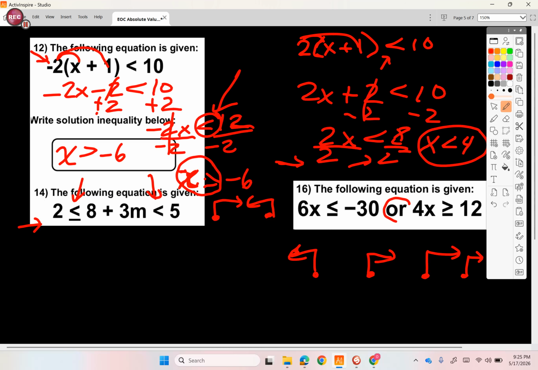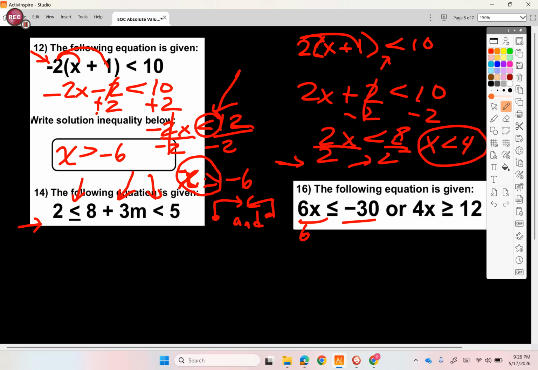So if you see the word or, it has to be graphs that go away from each other or same direction. And if you see it all together like this, or with the word and, then the graphs are just going to go towards each other. Now the or is easier to solve because you're just solving them separately with the word or between them, and then you can choose your graph.